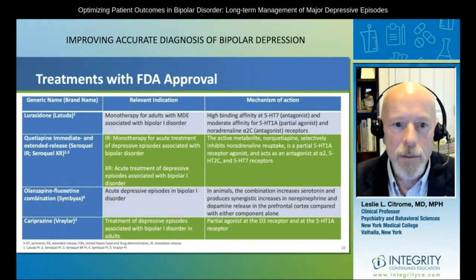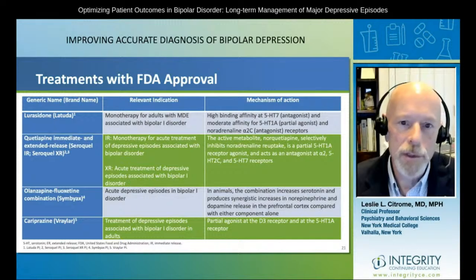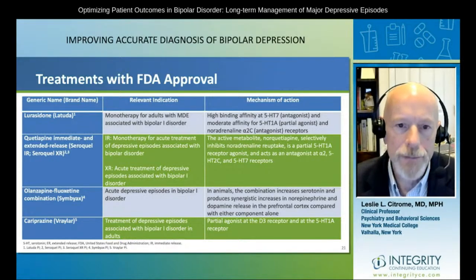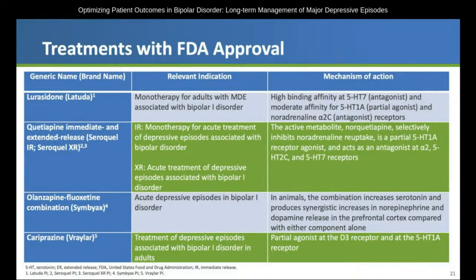Let's talk about the treatments with FDA approval for acute bipolar depression. There's lurasidone, quetiapine immediate and extended release, olanzapine fluoxetine combination, and cariprazine. The relevant indications are very similar one from the other. The mechanism of action does differ, at least the nominal mechanism of action.